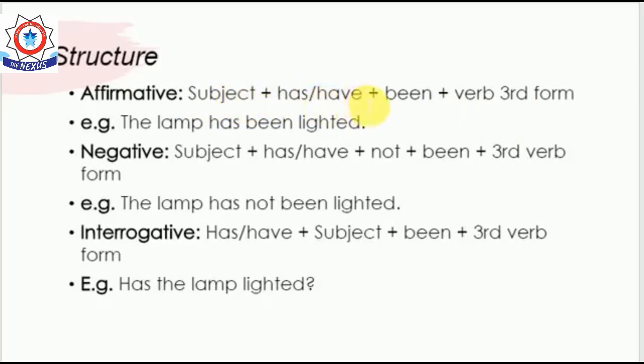What would be the difference if we are moving from active to passive? The difference would be that has, have would come along with been. Okay, subject, has, have, been.